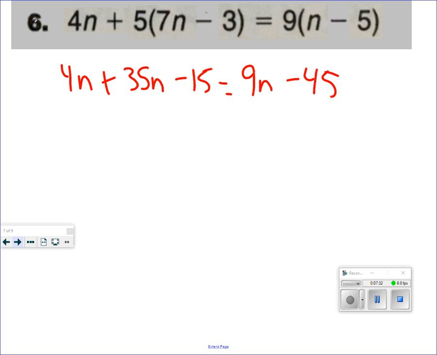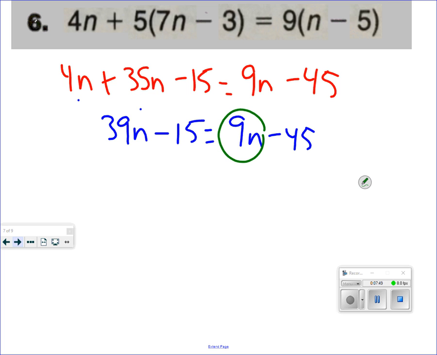Let's see what I should move on this one. Well, let's combine like terms. 4n plus 35n is 39n minus 15 equals 9n minus 45. New color here. I'm going to move this 9n over to this side. So it's a negative 9n. So now I have 30n on this side.